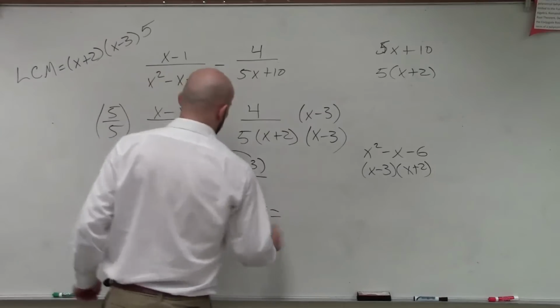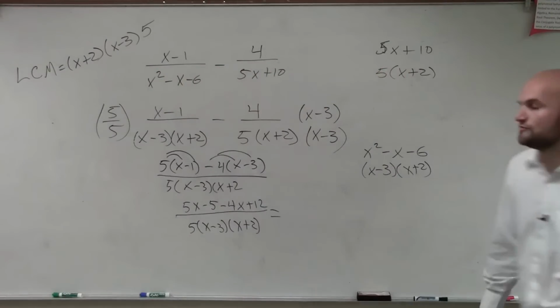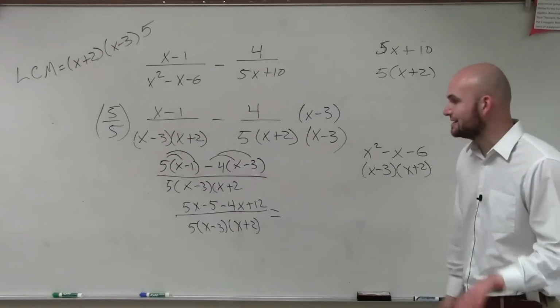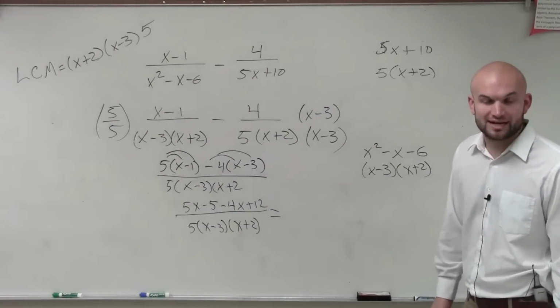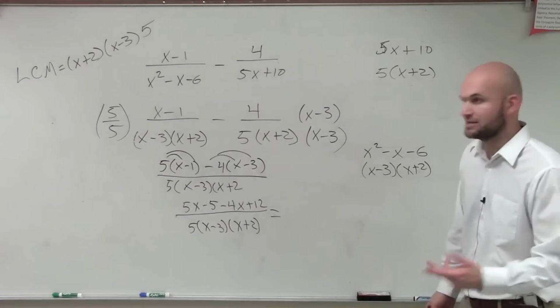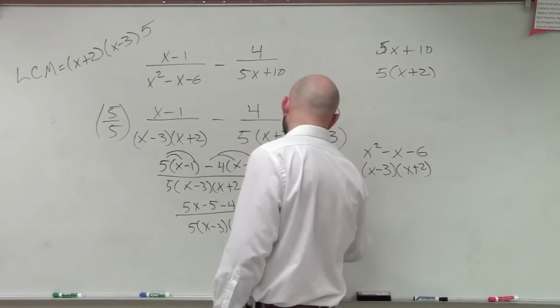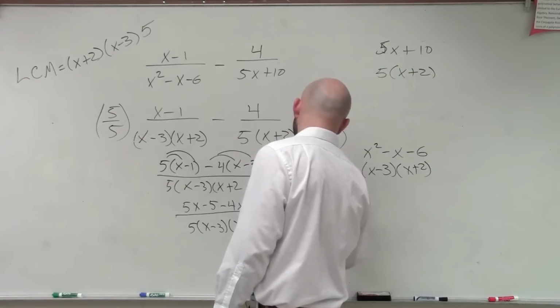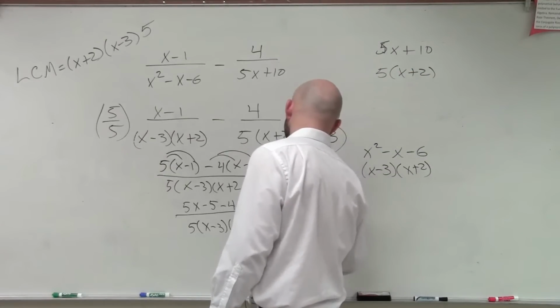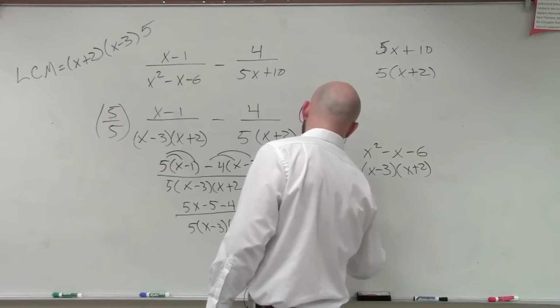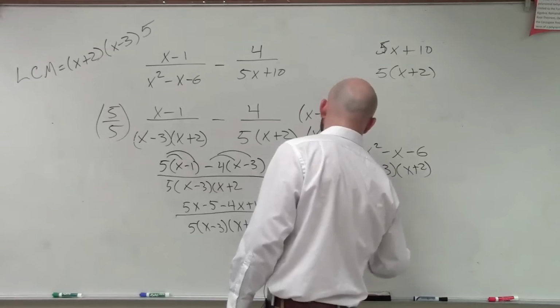And then can I simplify that one more time? Sure, I can do 5x minus 4x, which is x, and negative 5 plus 12 is going to give me a positive 7. So therefore my final answer is x plus 7 divided by 5 times x minus 3 times x plus 2.